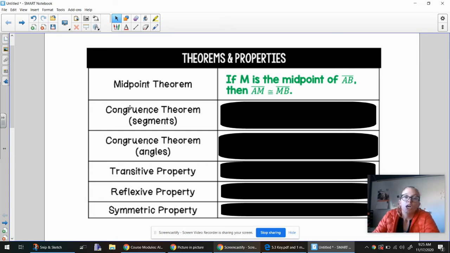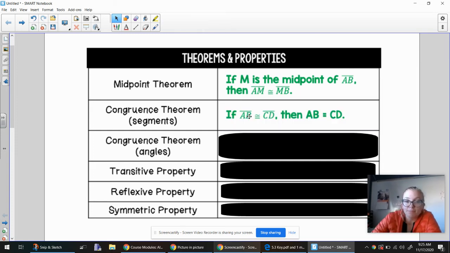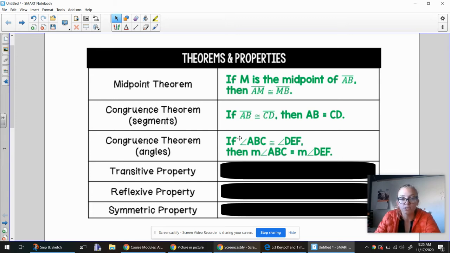congruent. The congruence theorem for segments says that if two segments are congruent, then the lengths are equal to each other. So this is defining congruence to say that congruence means that segments are equal. The congruence theorem for angles says that if two angles are congruent, then the measures, that's what this M means, the measures of the angles are equal to each other. So if the angles are congruent, they're the same number of degrees. If the segments are congruent, they're the same length. We need that definition so that we know what congruence means.